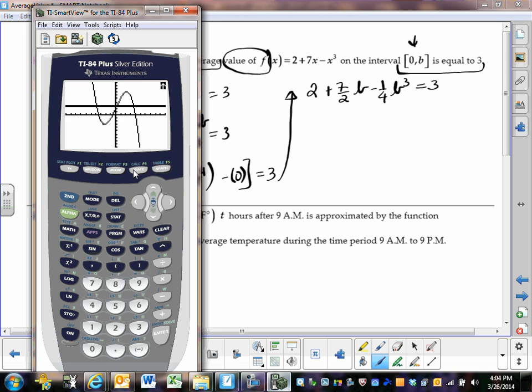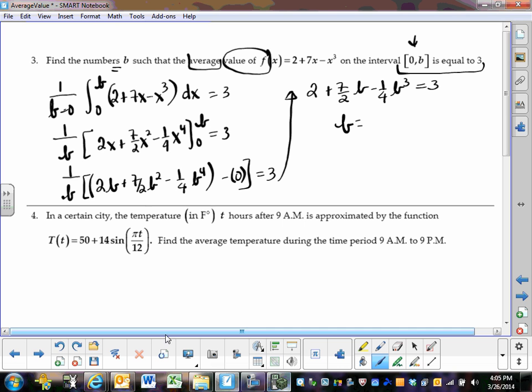To do second calc, number 5. Enter, enter. And I want the one that I'm closest to, so it looks like I'm pretty close, so I'm just going to press enter. And 0.287. So B equals 0.287 is one of our answers.